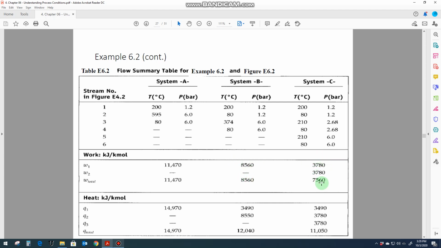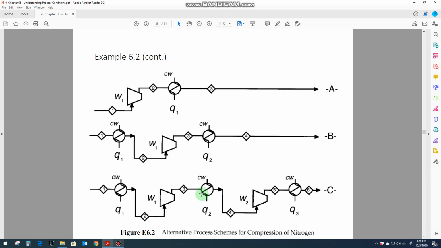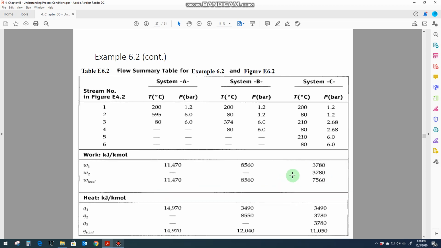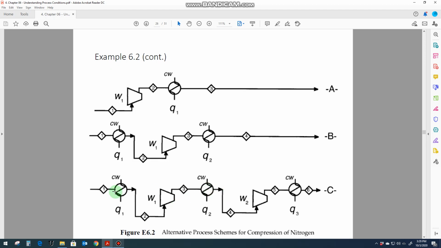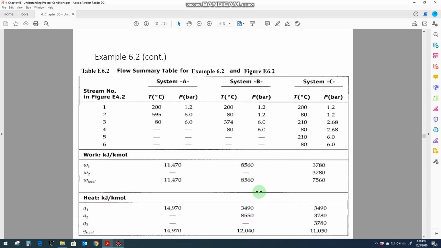And similarly in case 3 you have two compressors, so you have to calculate these two compressors. If you look at the overall work done by the compressors, in case one the work done is very high, and it is reduced and then further reduced. So what we see from here is that if we use a compression system with intercooling, like these heaters, then we can reduce the work done by the compressors. That's why in industries you see intercooling stages between the compressors.